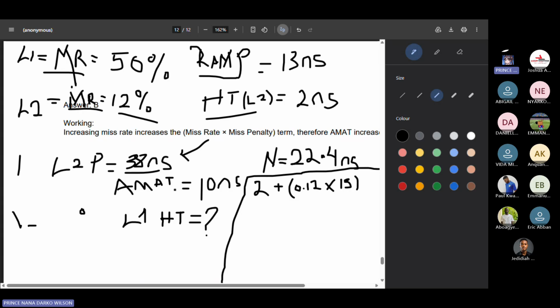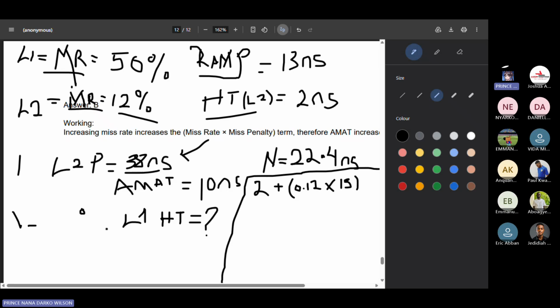So please, what's 12 times 13? If you have a calculator, find that for me. 12 times 12 is 144, so 156. That's 1.56. Is this computation right? 0.12 times 13, is it 1.56? Yes, it's right. Good.